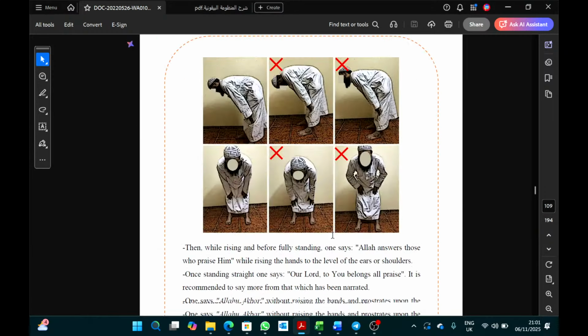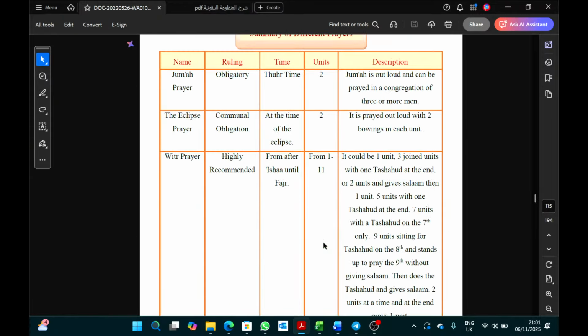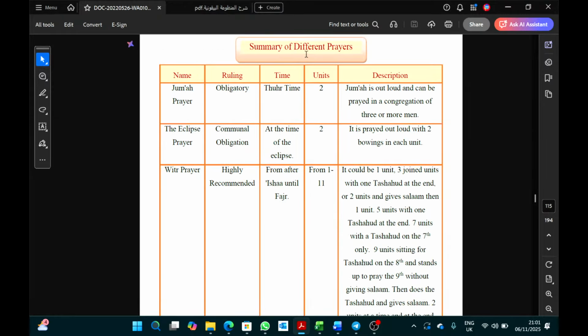Then the Shaykh mentions the whole description of how to pray. You can read that in your own time. Something not to do. Then the Shaykh finishes off by mentioning different prayers. In the actual fiqh books, each of these prayers has a whole chapter and rulings pertaining to it.